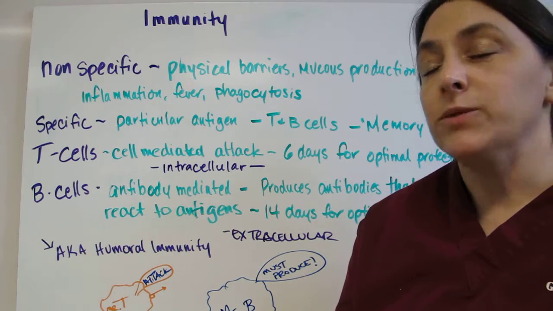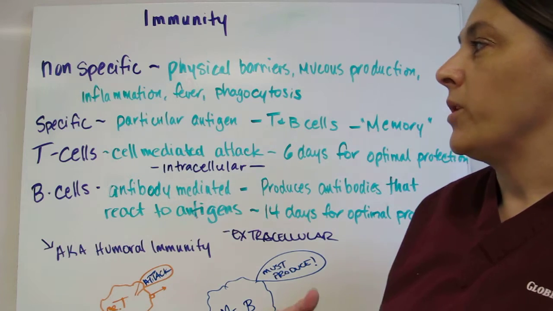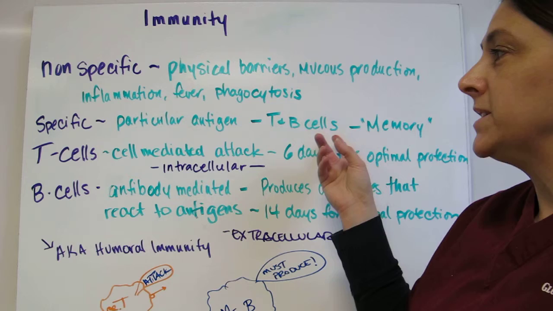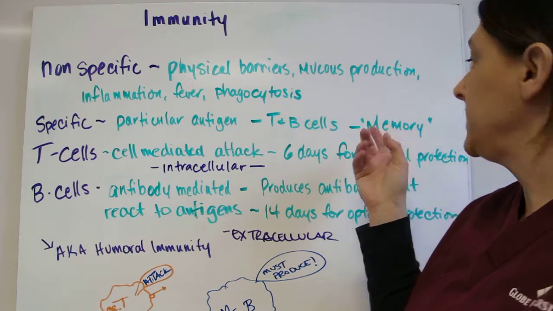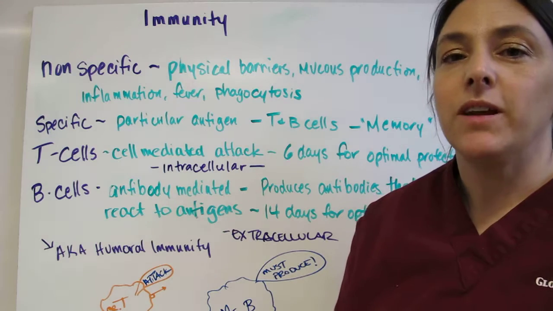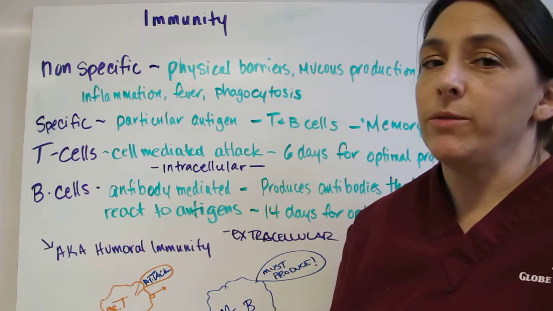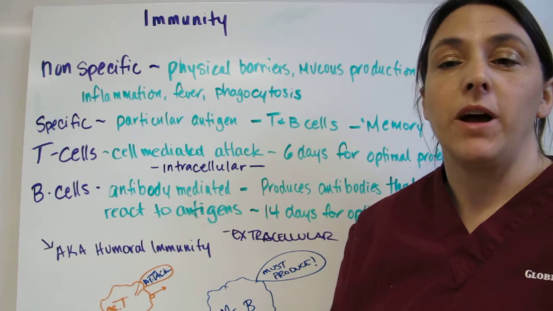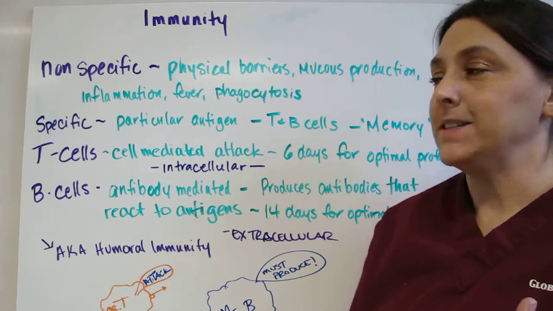So what happens with specific immunity is when our body is introduced to a specific antigen, T and B cells react, and then we produce something called memory. So our body remembers what that is, or an animal's body remembers what that is, and then they know how to respond. The body knows how to respond, and hopefully they don't become as sick.